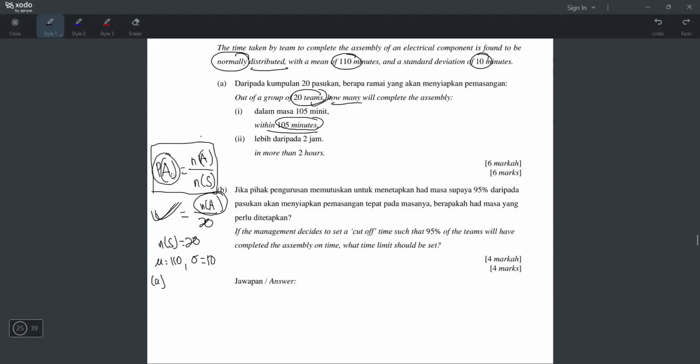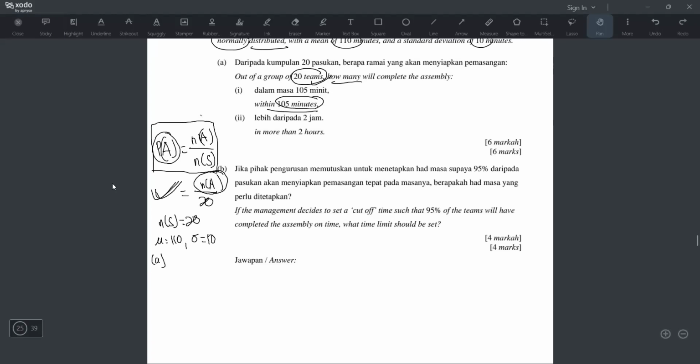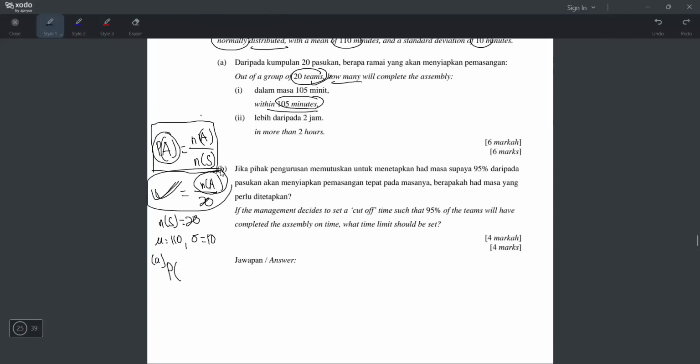And the probability has to be probability within 105. Okay, so what I have to do now is to find the probability for time within 105, and then put it into this formula and multiply by 20 to get the number. Understand? Okay, so the plan now is to find the probability first.